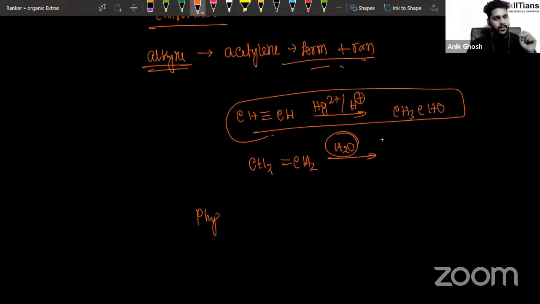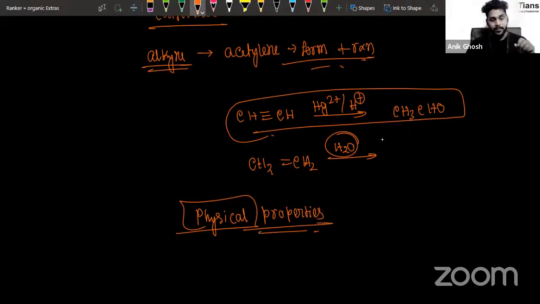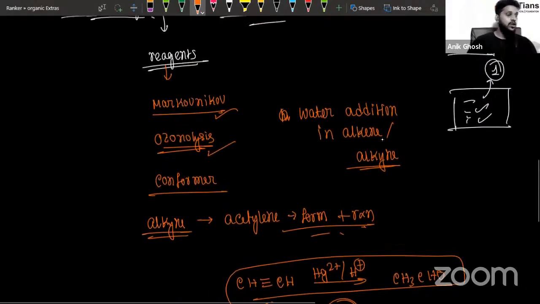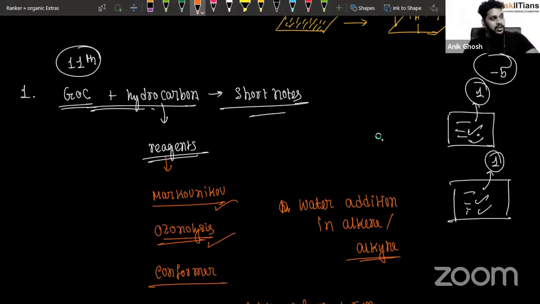So go through the physical properties of everything. Which one is soluble, which one is not, why is it soluble and all. This type of thing, the physical properties. Okay, these are the things you need to go through from the entire hydrocarbon chapter, right? Now, if I talk about the GOC, you have to focus mainly on the nomenclature part.